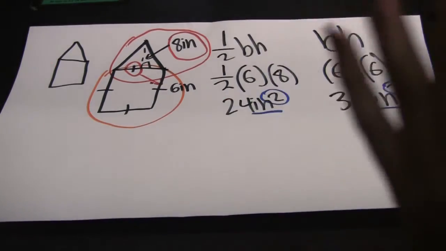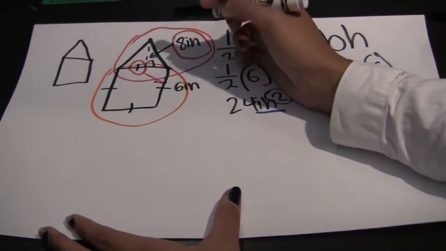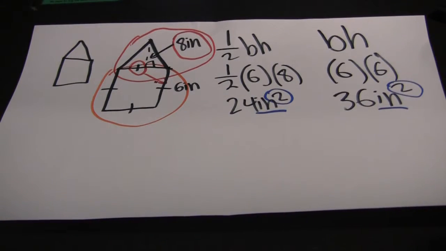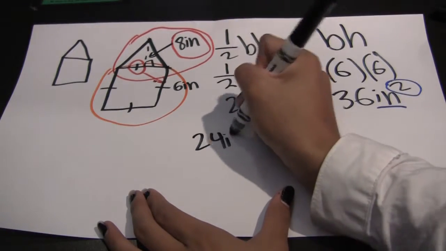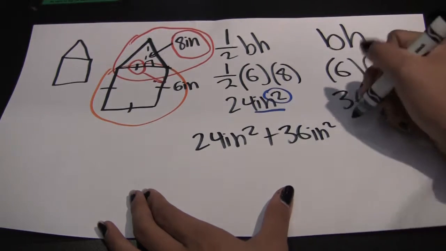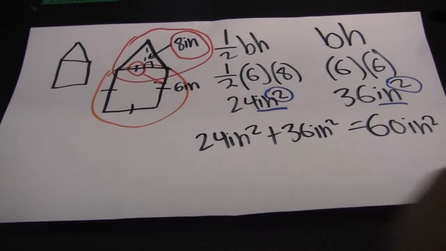But you aren't done yet. Remember that this is an irregular shape since it is a square and a triangle. So you're going to add these two together. It's going to be 24 inches squared plus 36 inches squared, and you're going to get 60 inches squared total.